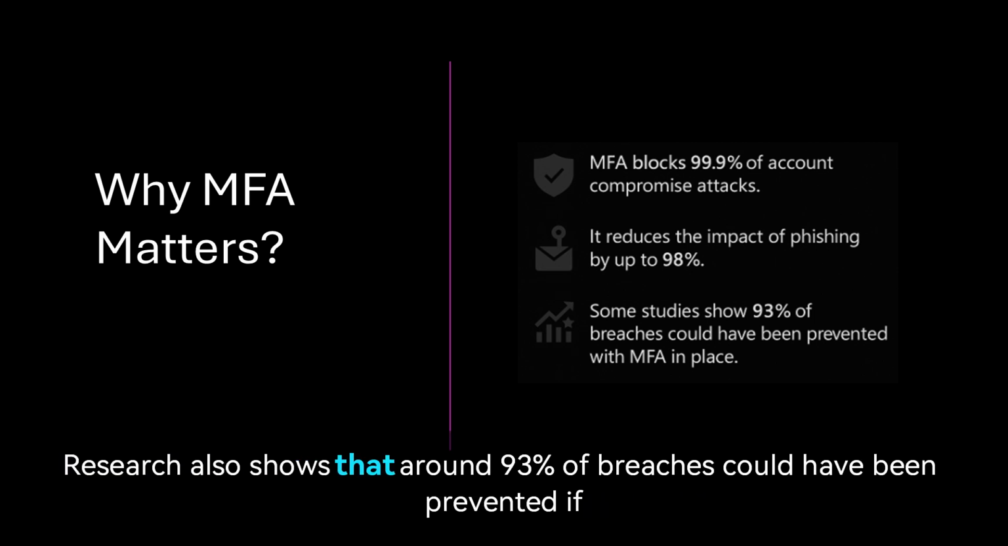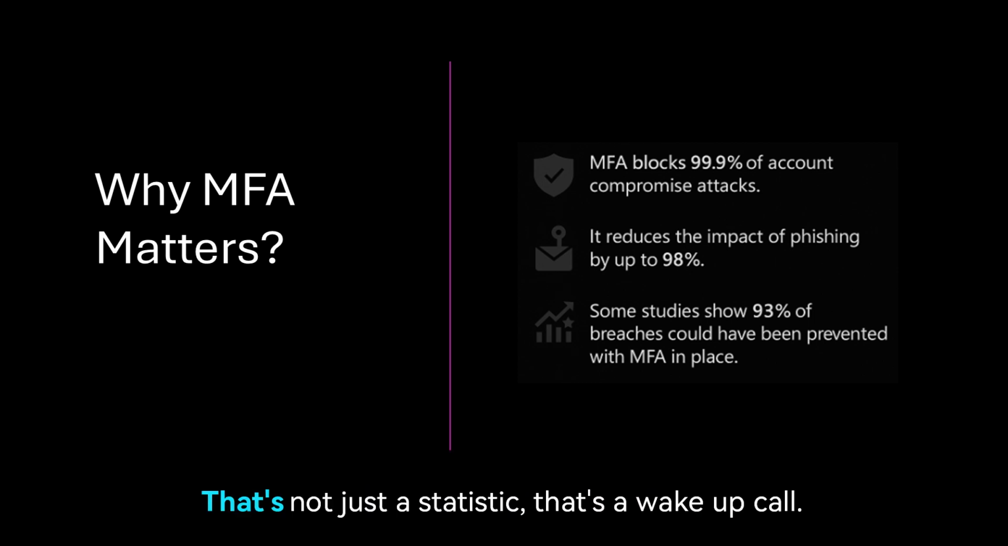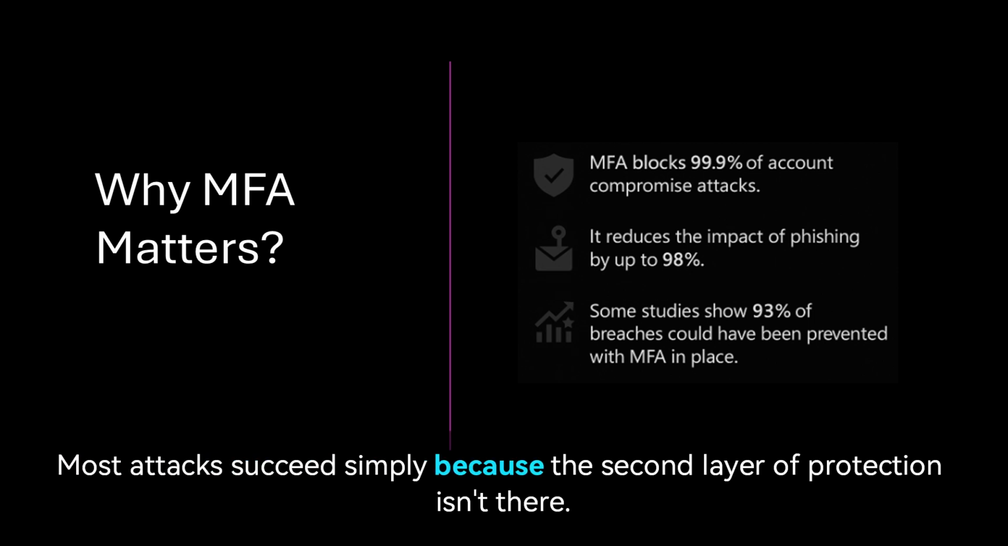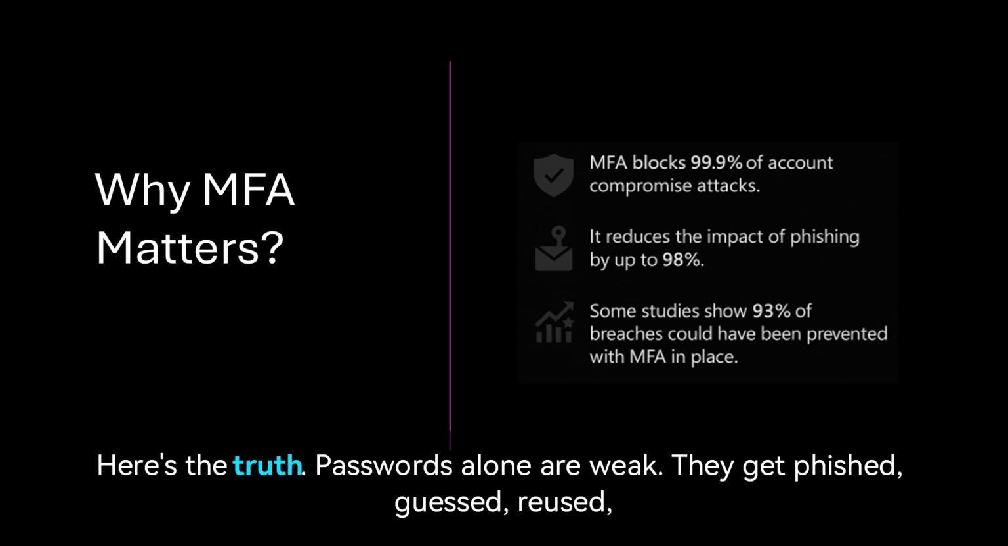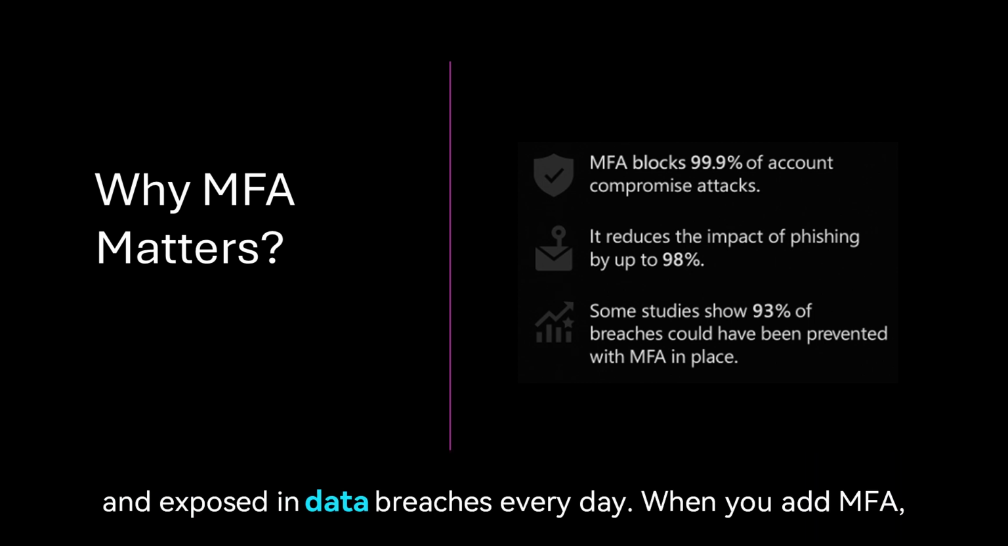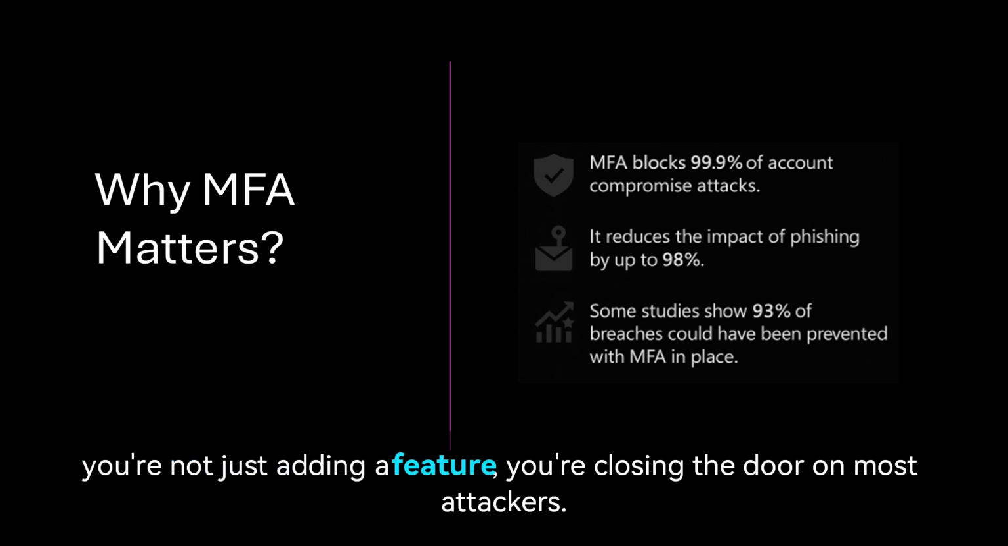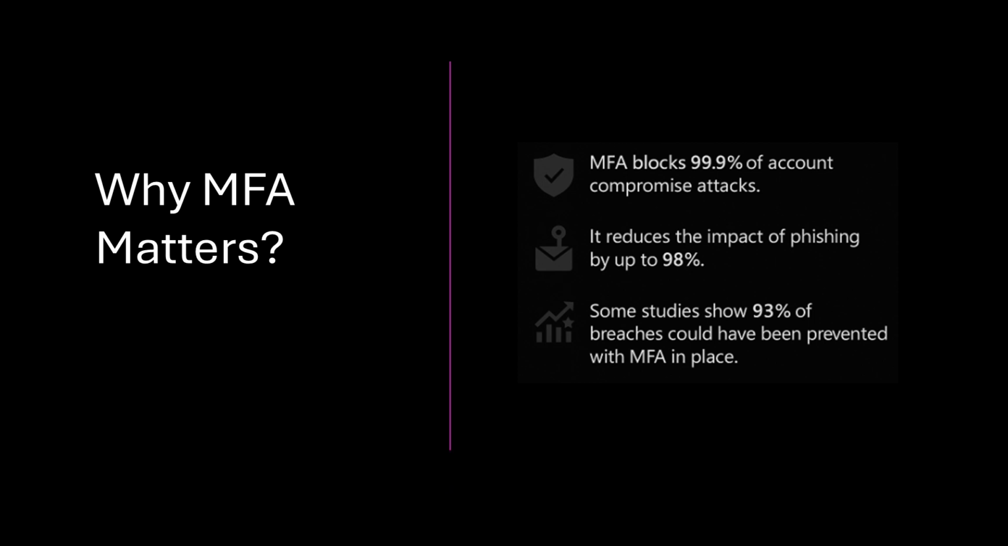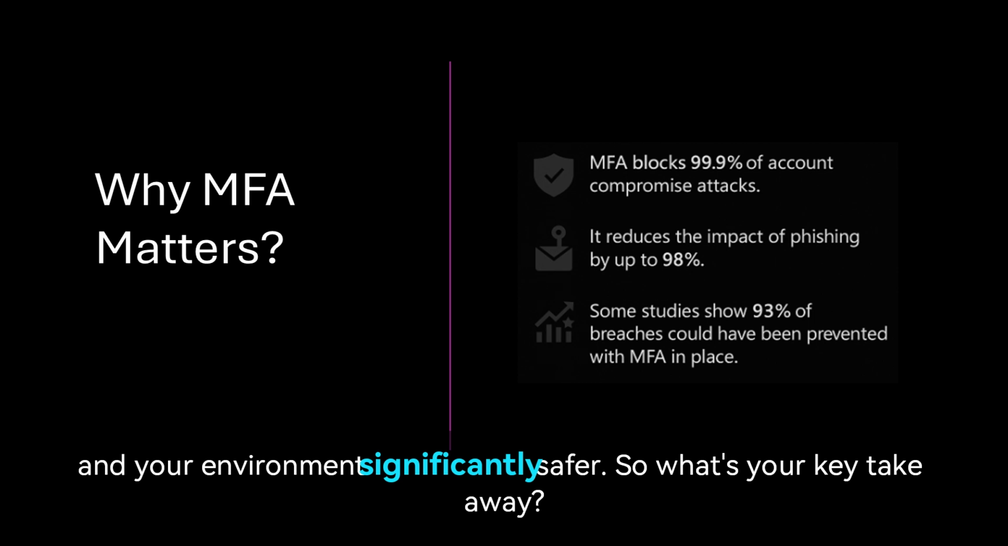Research also shows that around 93% of breaches could have been prevented if MFA had been enabled. That's not just a statistic, that's a wake-up call. Most attacks succeed simply because the second layer of protection isn't there. Here's the truth. Passwords alone are weak. They get phished, guessed, reused, and exposed in data breaches every day. When you add MFA, you're not just adding a feature, you're closing the door on most attackers. You're making their job significantly harder and your environment significantly safer.